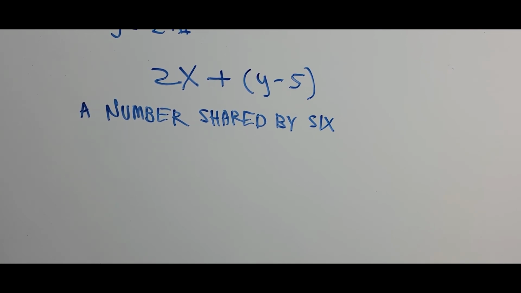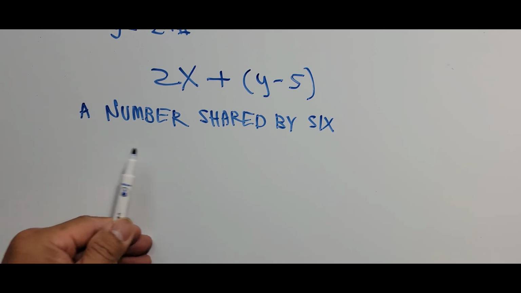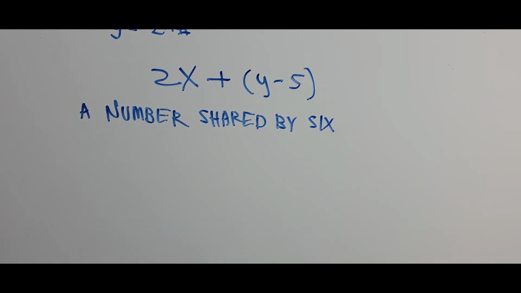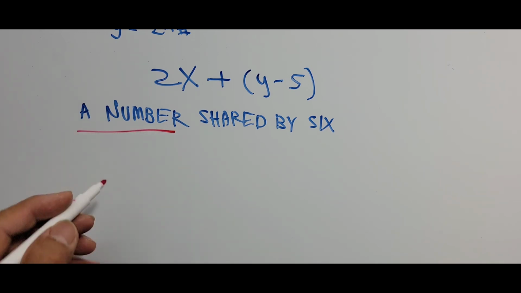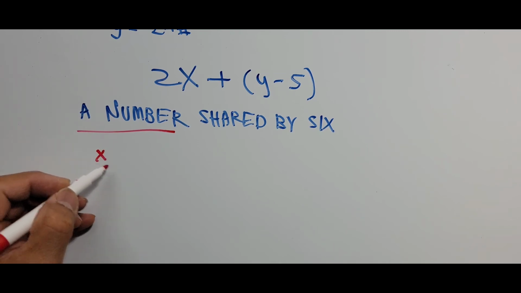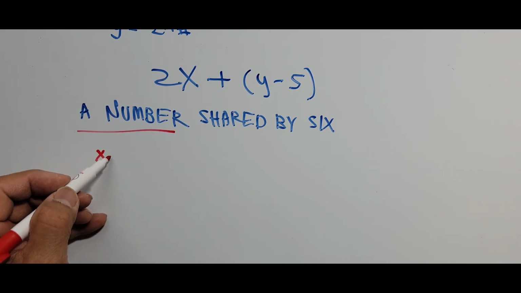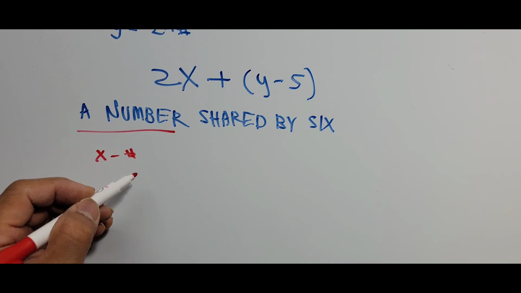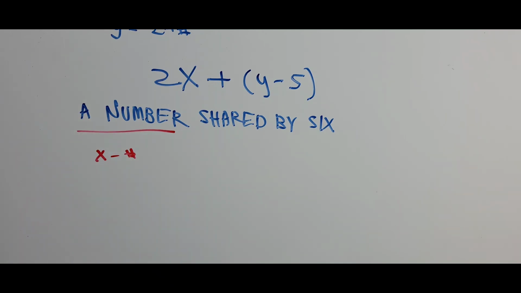Now we have another phrase over here. A number shared by 6. How are we going to write that down? The number is the variable. Let's say x is the number. So how are you going to write that down? A number shared by 6. What's the key signal word right there that signifies an operation?